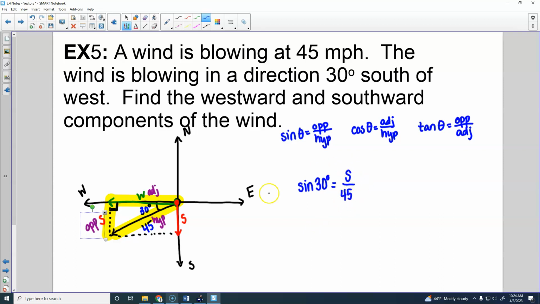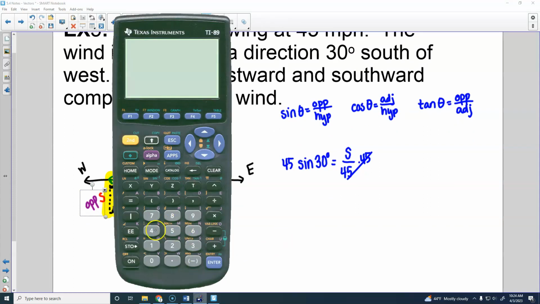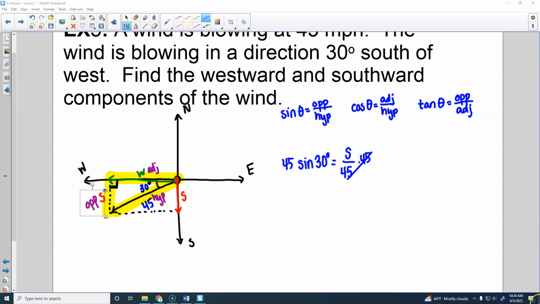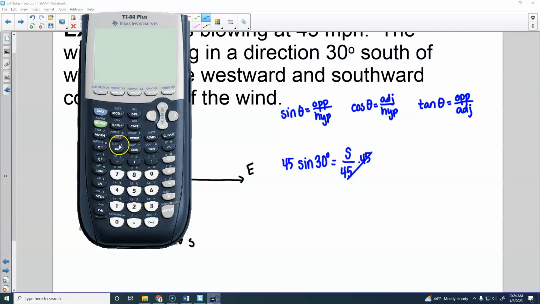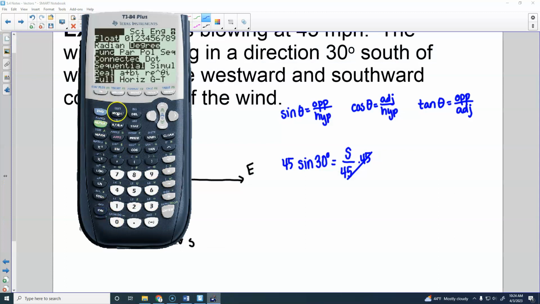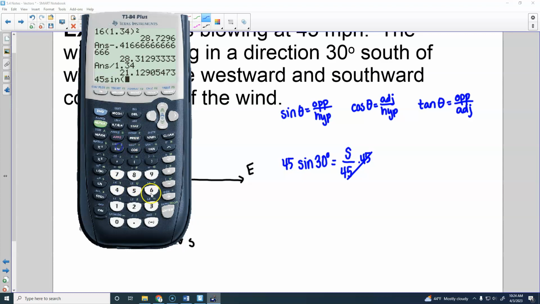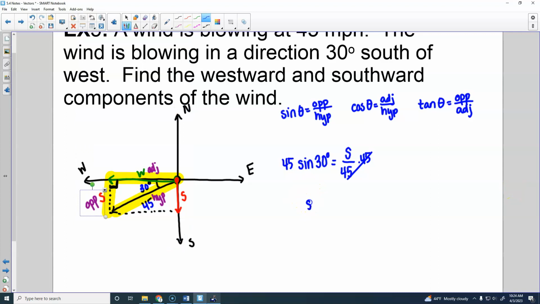Which is just going to be a one-step solve here. We just have to multiply by 45 on both sides. Let me get the other calculator. I'm going to put that one in degree. Make sure your calculator's in degree for this. 45 sine 30 is going to give us 22.5. So S is going to be 22.5, and this would be miles per hour.